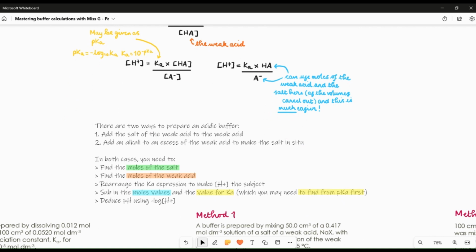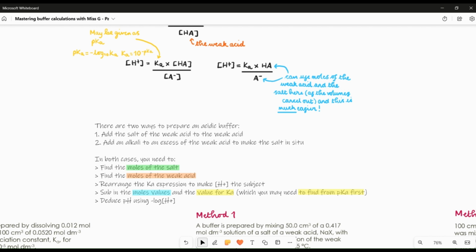Now remember, the acidic buffer has to have the salt of the weak acid present, and it has to have the weak acid present. Now, the easiest way to prepare an acidic buffer is to just take an amount of salt of the weak acid and an amount of the weak acid and put them together. Work out the moles of what we've got of each, and then do the calculation I've outlined above.